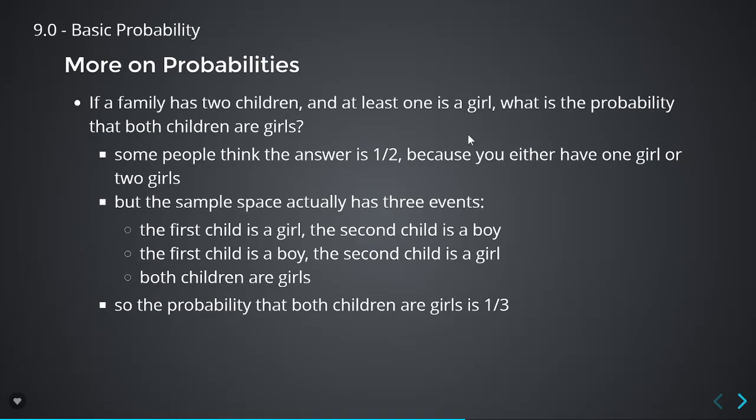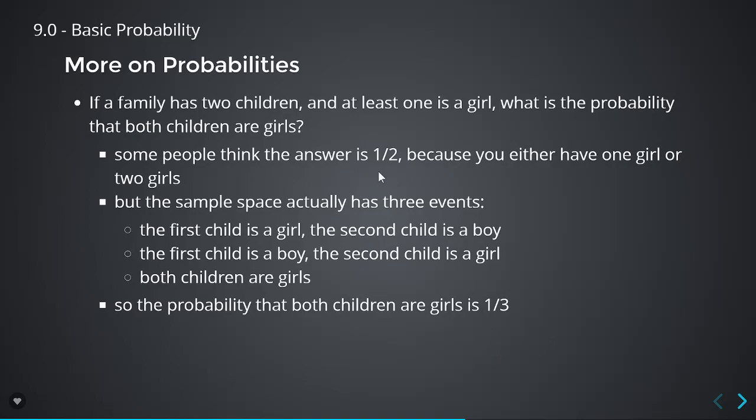Or the first child being a boy and the second child being a girl. Right? Because it only says here that at least one is a girl. So it could be the case that the first child is a boy and the second one is a girl. So you have 3 events, the last one being both children being girls. So the chance of this happening is actually just 1 over 3, not 1 over 2.